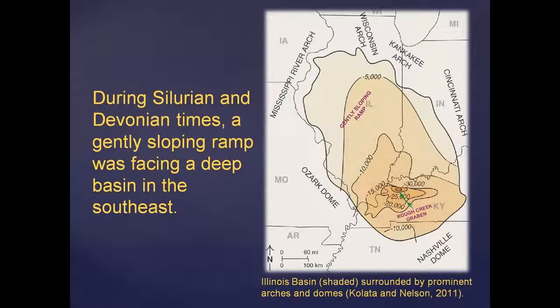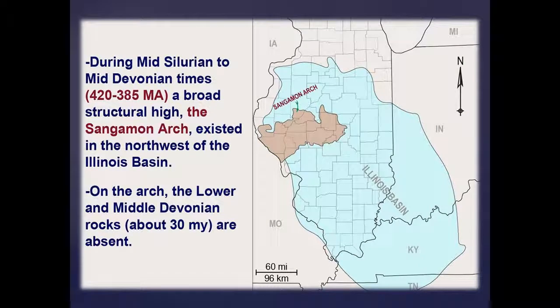I'm going to take you back to about 400 million years ago, during the Silurian. I'll be talking about the Sangamon Arch in the northwestern part of the Illinois Basin, which is surrounded by several arches and domes. During mid to late Silurian time, the Sangamon Arch existed in the northwestern part of the Illinois Basin, in the gently sloping ramp area of the basin.